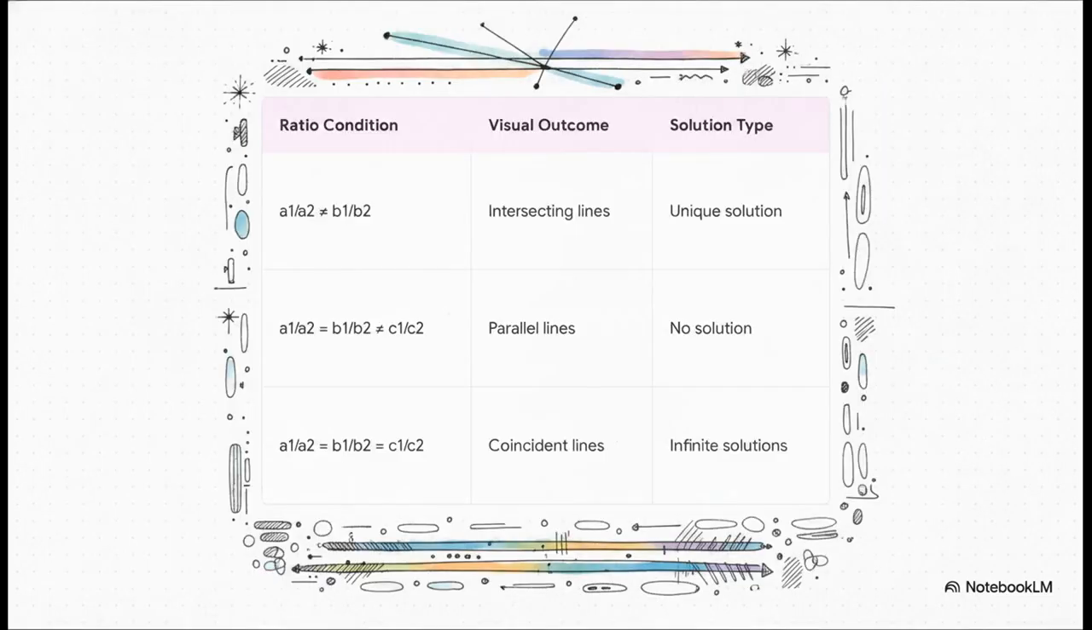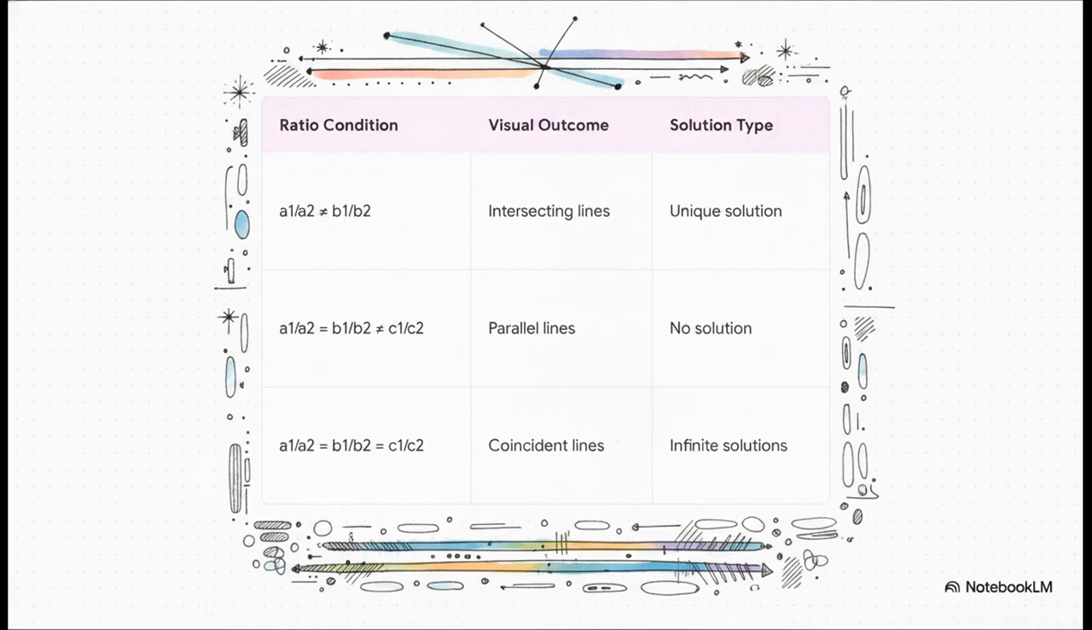And what's really amazing here is that we don't even need to draw the graphs to know which of these three outcomes we're going to get. We can actually just look at the algebraic ratios of the constants in our two equations. If the ratio of the x coefficients, that's a1 over a2, does not equal the ratio of the y coefficients, b1 over b2, the lines are absolutely going to intersect, giving us one unique solution.